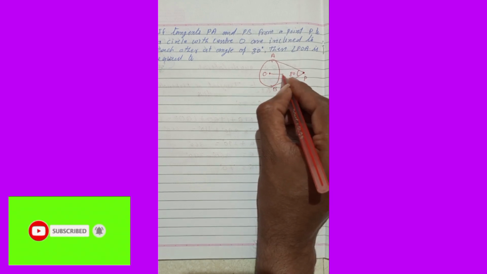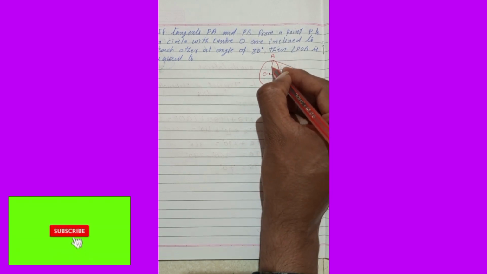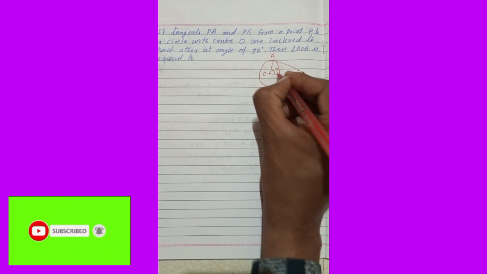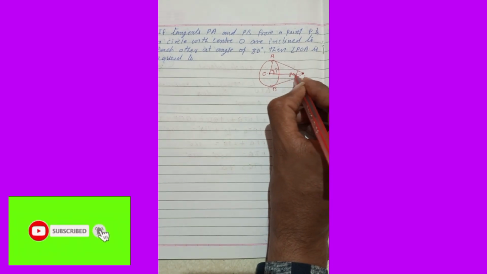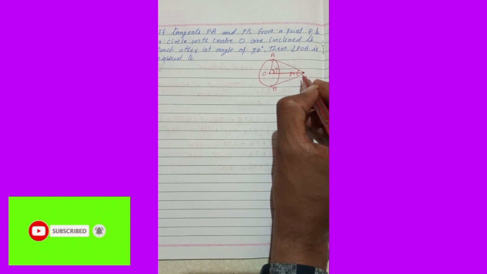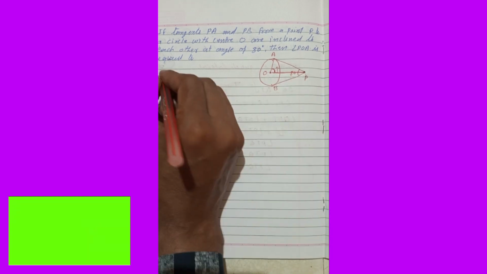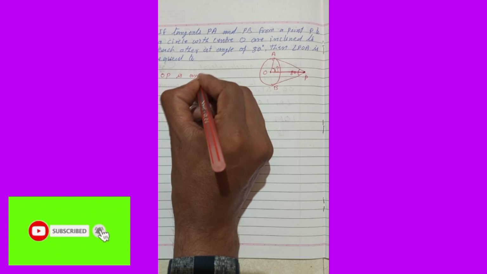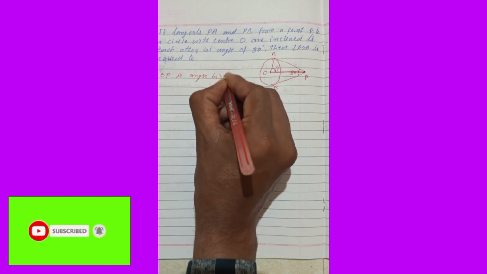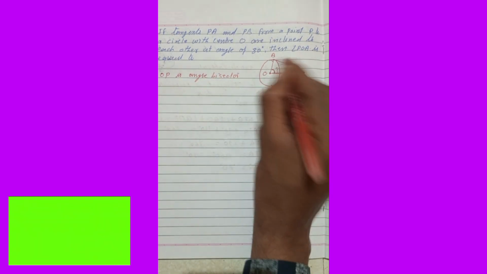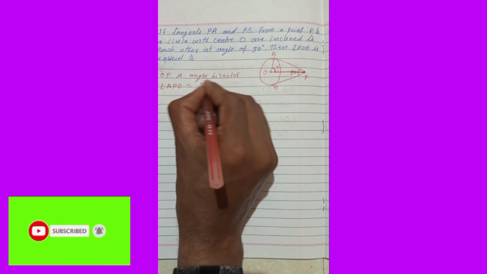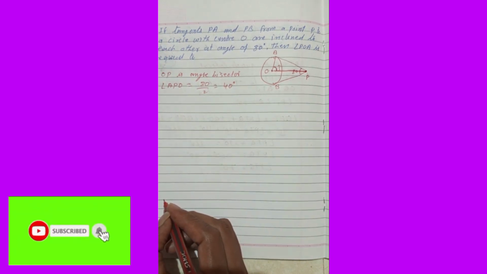This means we have to join this side also, and join here also. We are going to find this angle, how much it is. Now we draw this one line, which is called the angle bisector line. OP is the angle bisector. So we can write angle APO is equal to 80 divided by 2, which is equal to 40 degrees.